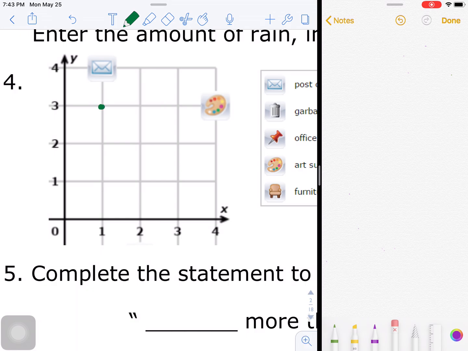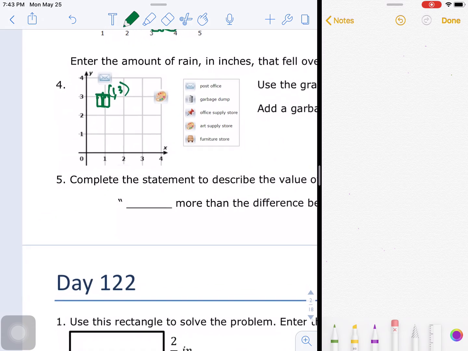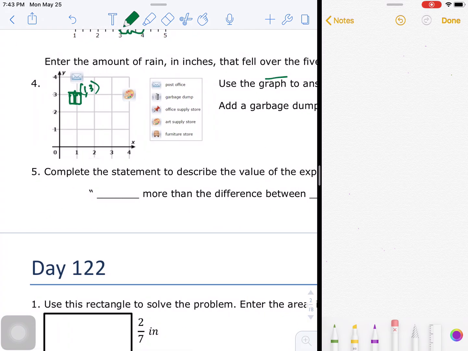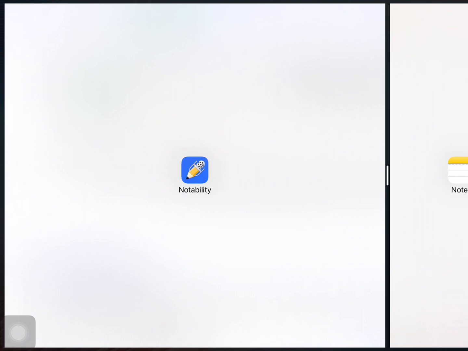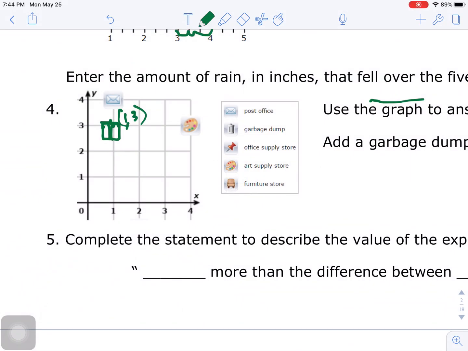I'm going to draw a garbage can. And there we go. That's my garbage can. How do you like that? And I'm going to put the ordered pair there just in case they're like, what in the world is that? Right? Okay. And then our last problem.